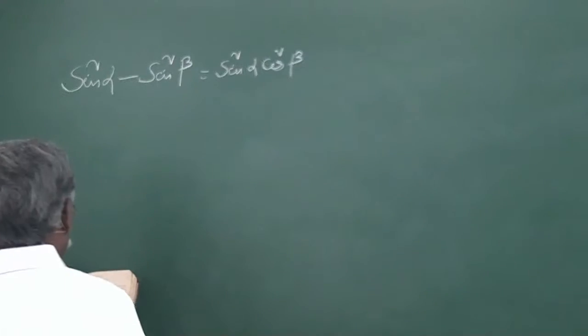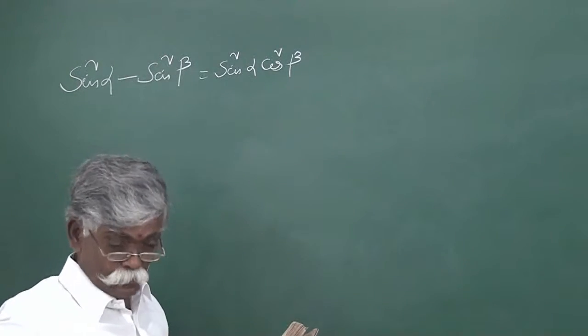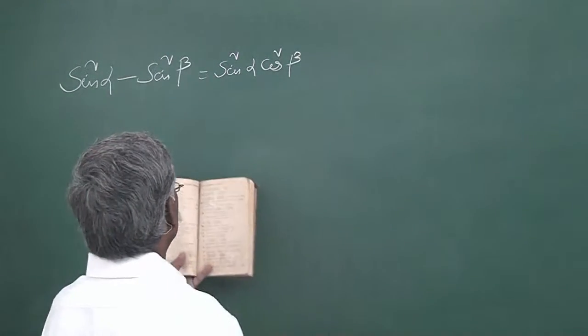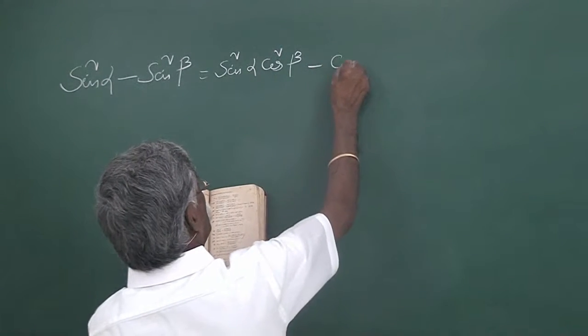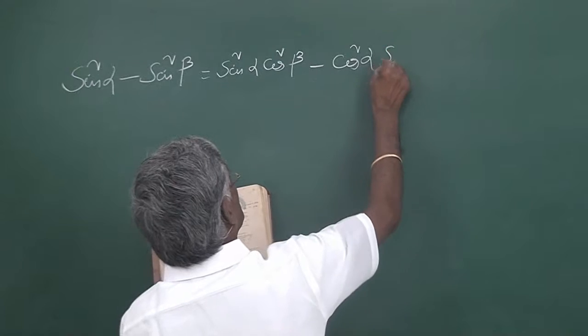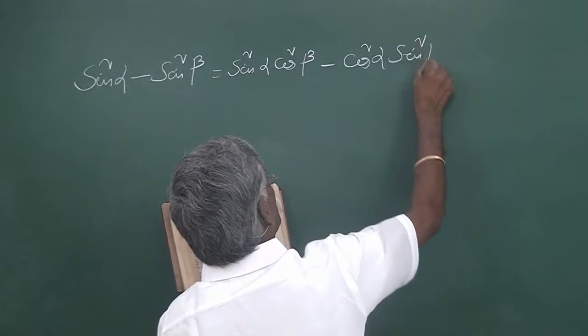sine square alpha minus sine square beta is equal to sine square alpha into cos square beta minus cos square alpha sine square beta.